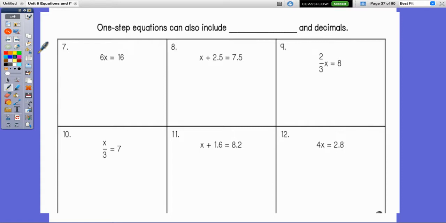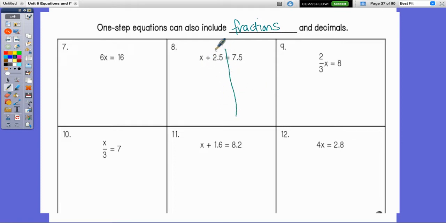Okay, one-step equations can also include fractions and decimals. I'm going to show you a couple of these, but not all of these, because you're going to do some of these. I'm going to do this fraction here and one of the decimals. So I'll do 8 and 9, and then you guys will do the other 4.